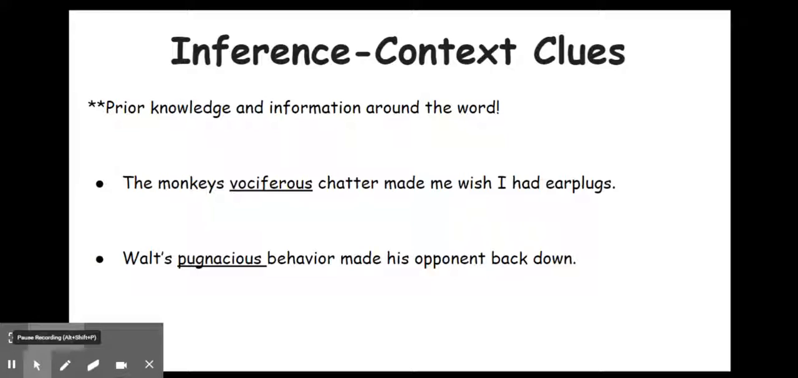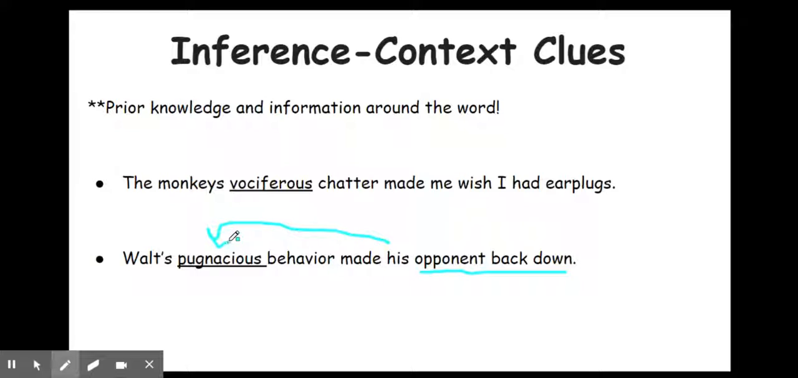The next sentence. Walt's pugnacious behavior made his opponent back down. Here, we have to use our context clues to figure out the meaning of this word. Let's see, if an opponent was backing down, and it's referring to his behavior. Do you think he was a nice person to make them back down? Do you think they were having some type of competition? What type of person or what type of behavior do you think Walt was having? Let's take a moment and think about that.